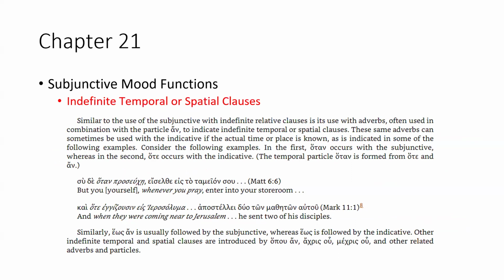Indefinite temporal or spatial clauses, similar to the use of the subjunctive with indefinite relative clauses, is its use with adverbs, often used in combination with the particle an to indicate indefinite temporal or spatial clauses. These same adverbs can sometimes be used with the indicative if the actual time or place is known, as is indicated in some of the following examples. Consider the following examples. In the first, hotan occurs with the subjunctive, whereas in the second, hote occurs with the indicative. The temporal particle hotan is formed from hote and an.